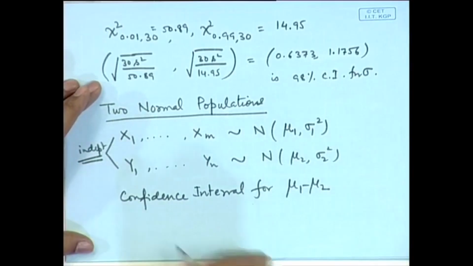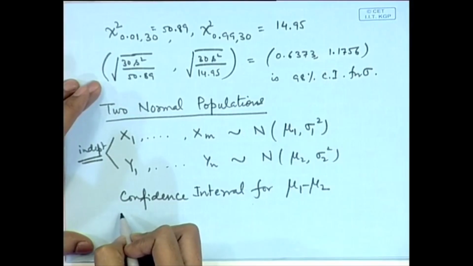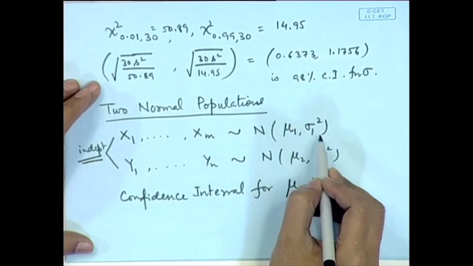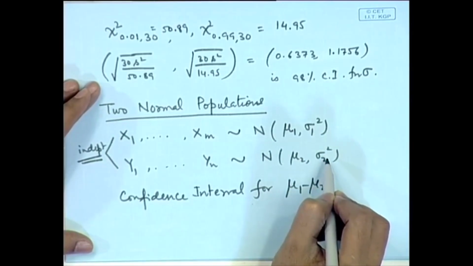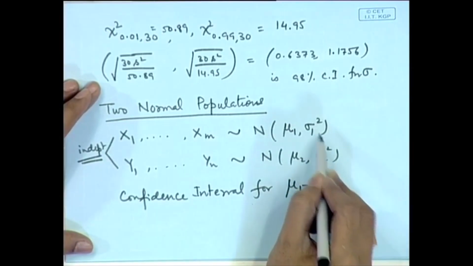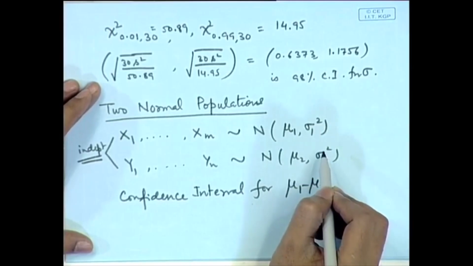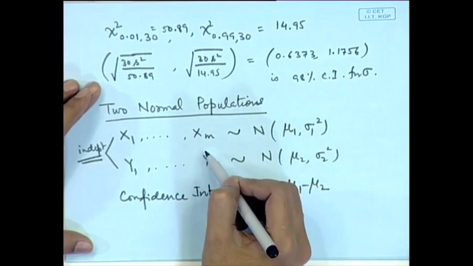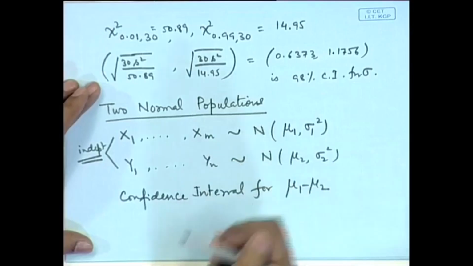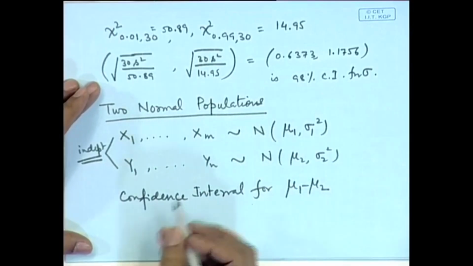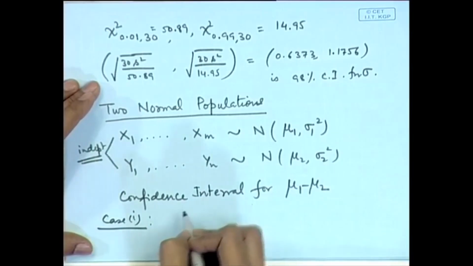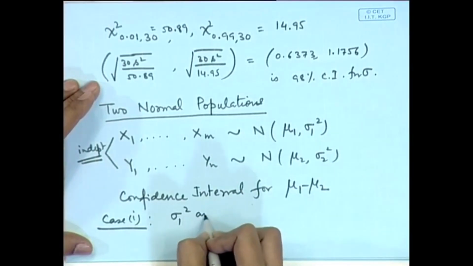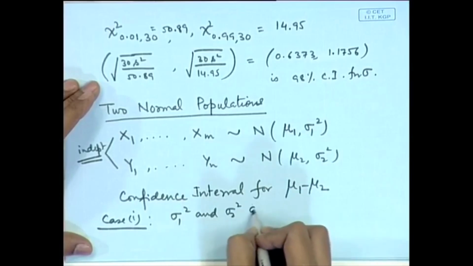So, let us look at this problem. There may be again different type of cases. It could be that sigma 1 square and sigma 2 square are known, they are unknown, but equal, they may be completely unknown, or the sampling may be correlated. So, we will consider all of these cases one by one. Let us take the case when sigma 1 square and sigma 2 square are known.